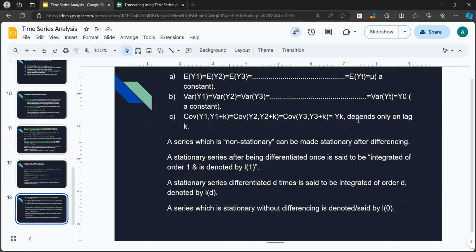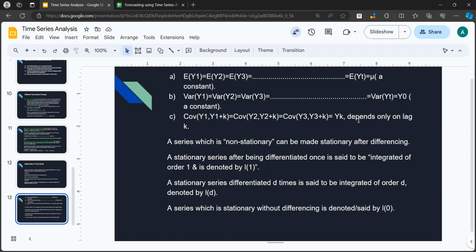Covariance of YT1 and YT1 plus 3 should equal covariance of YT2 and YT2 plus 3. I will be more precise. You have two things, T1 and T1 plus 3, and another pair, T2 and T2 plus 3. Both of these terms will have the same covariance. So it depends on the difference. It doesn't depend on T1, and it doesn't depend on T2. The difference between T1 and T1 plus 3 is 3, so it depends only on 3, not on T1.